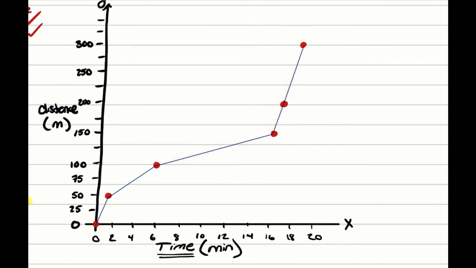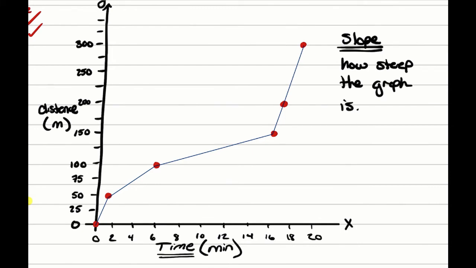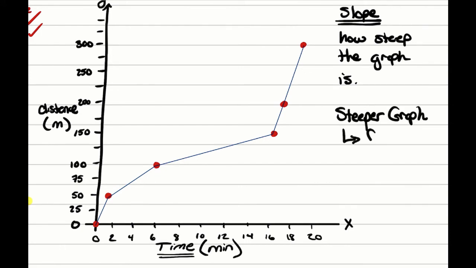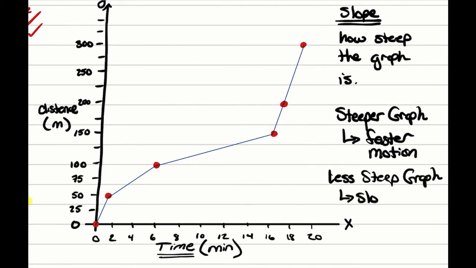steepness, either here or here, is known as slope. So this word slope is very important. It means how steep the graph is. And one of the things that's really important that ties in really well with yesterday's topic is this idea of whether something is speeding up or slowing down. A steeper graph translates to faster motion, and a less steep graph indicates slower motion.